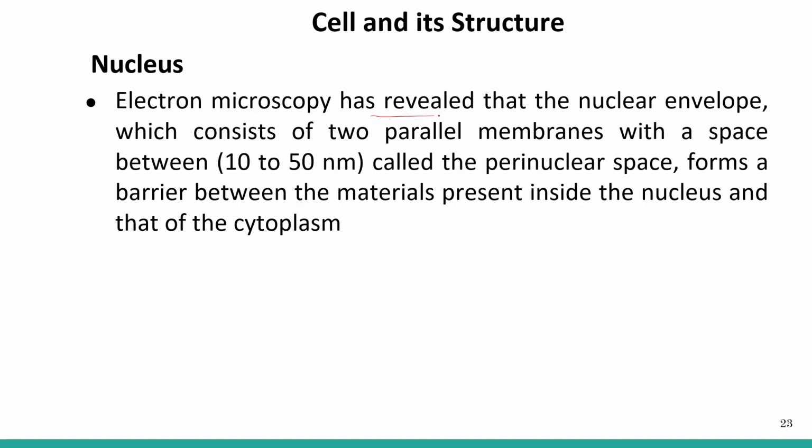Electron microscopy has revealed that the nuclear envelope consists of two parallel membranes with a space between them of 10 to 50 nm, called the perinuclear space. So again, the nucleus has a double membrane, and the space between the outer and the inner membrane is called the perinuclear space. It forms a barrier between the material present inside the nucleus and the cytoplasm.